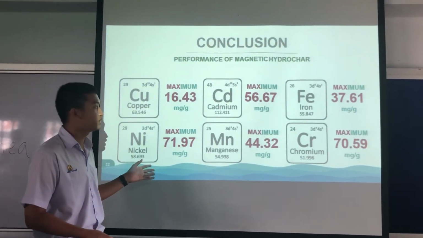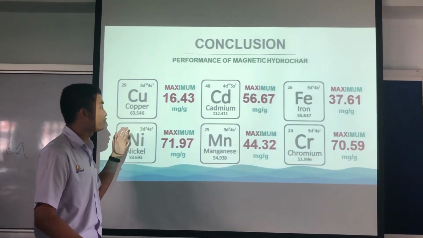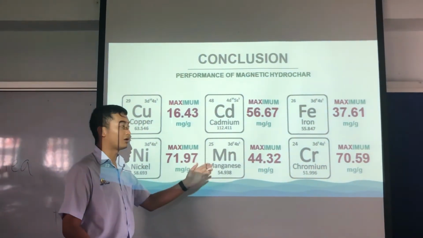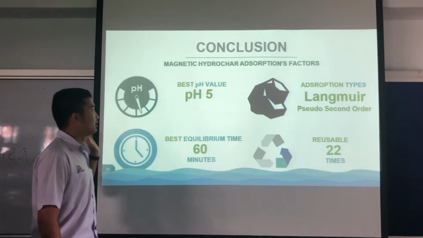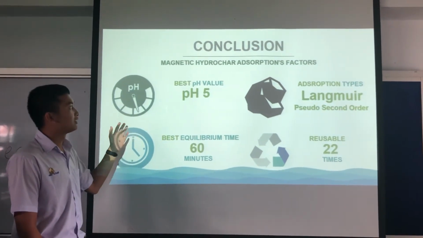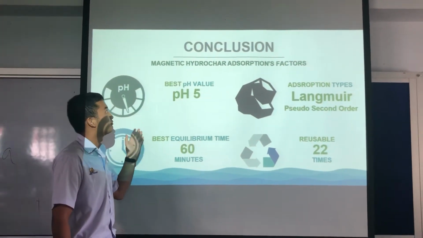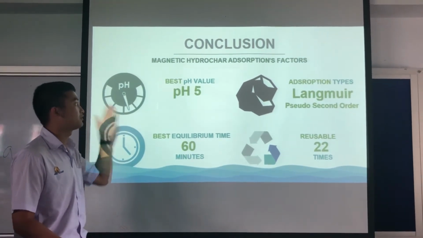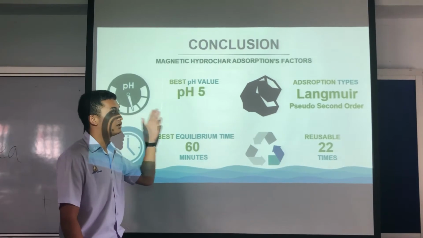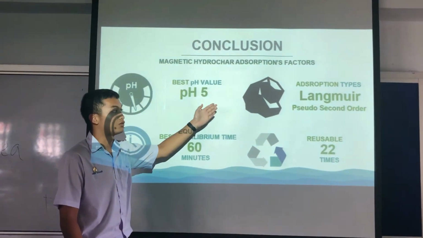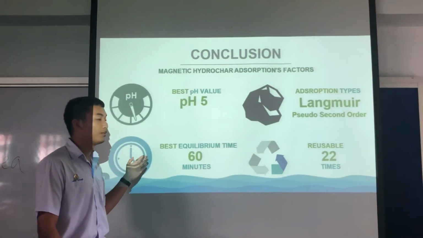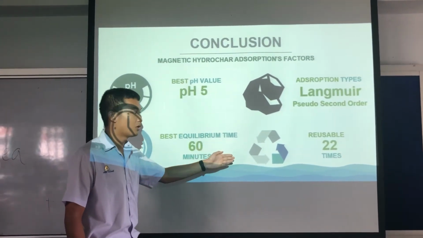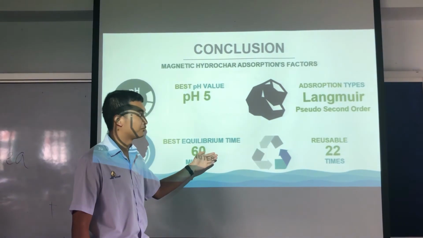And this is the conclusion. This is the maximum amount of each heavy metal ion that our magnetic hydrochar can adsorb. Lastly, we found the factors of magnetic hydrochar adsorption. The best pH value is pH 5, the adsorption type is linear and pseudo second order, the best equilibrium time is 60 minutes, and it can be reused about 22 times.